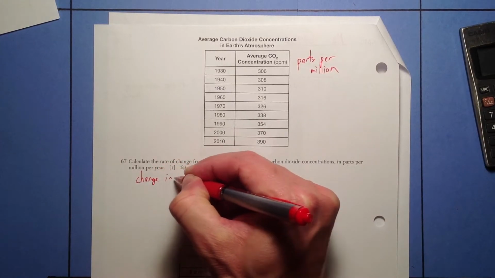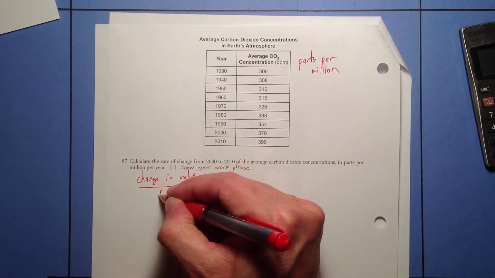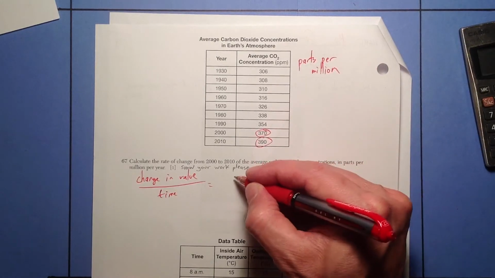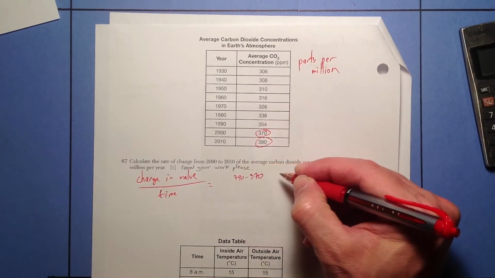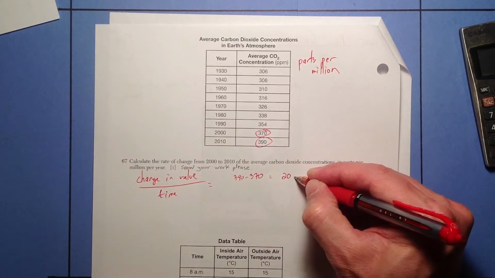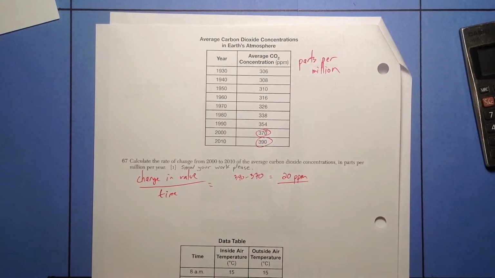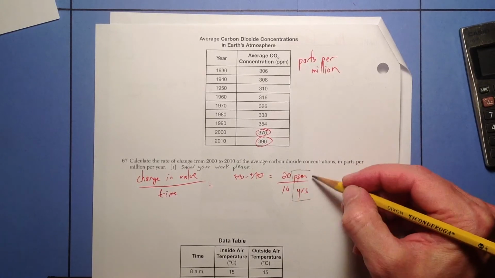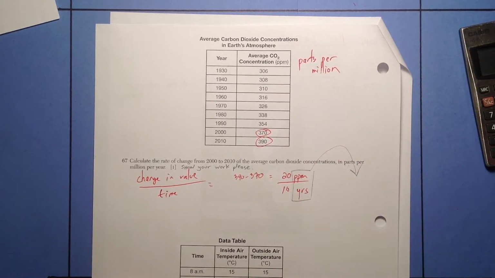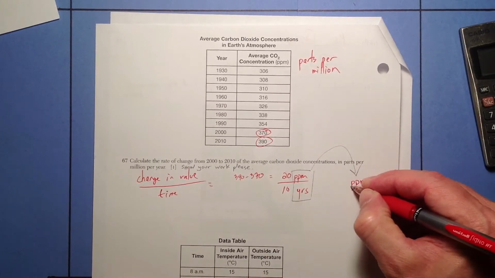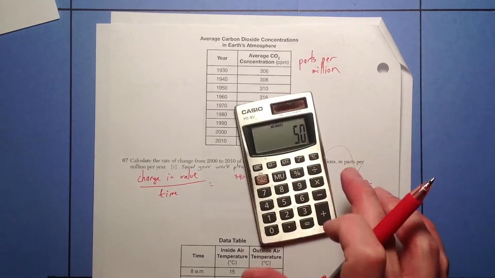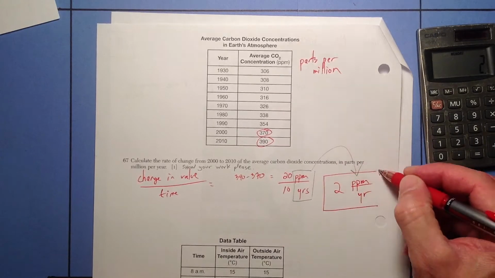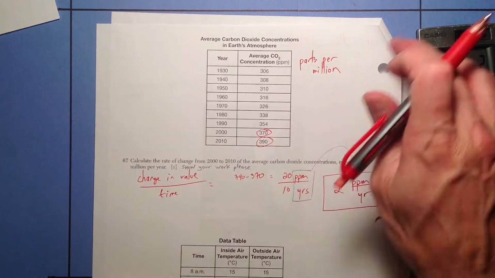Change in value divided by time. So the change in value from 2000 to 2010 would be 390 minus 370, and that's going to give you 20, and that's ppm, parts per million. The time it takes for that to happen, 10 years. Let's do the units. We'll just carry them over because there's nothing else we can do with them. It's going to give us parts per million per year, and 20 divided by 10 is 2. Answer: it's been changing 2 parts per million per year for number 67.